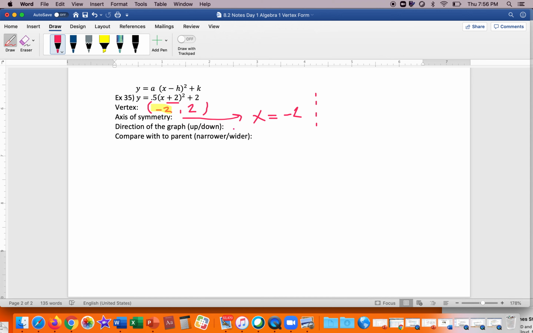We know the direction of the graph has to be up, because if A is positive 0.5, positive A values mean the graphs open up, which we'll see later when we graph. And then, lastly, to compare to the parent, we know that the absolute value of A, our A value, is 0.5. And when that number is less than 1, we know that our graph is actually going to be wider than the parent.